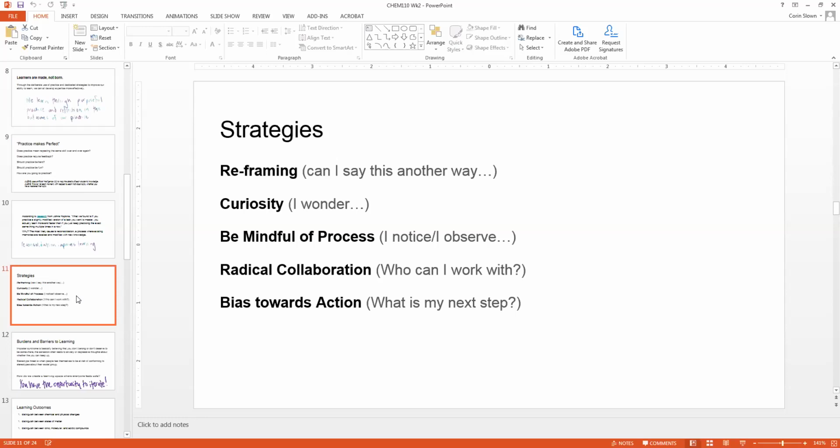But there are some other strategies that we can use when we're reconsolidating too. We can engage in radical collaboration. So we can work with someone else who might explain the problem a different way. And we can also think about bias towards action. So what's my next step? If I get stuck, where can I go for help? If I'm successful, how can I deepen my learning?